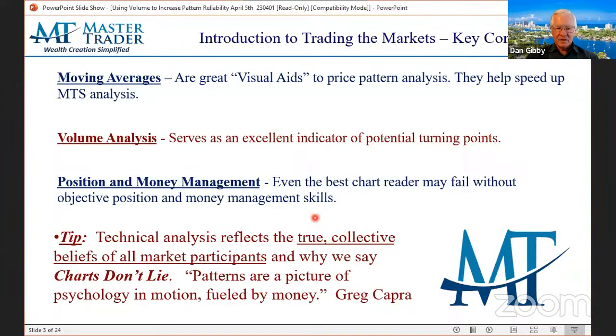Same with this. Okay, I have a good pattern. How much am I going to risk on this trade? How am I going to manage it, per your account balance per day? And Greg has an amazing course called Advanced Money Management, AMAMS.